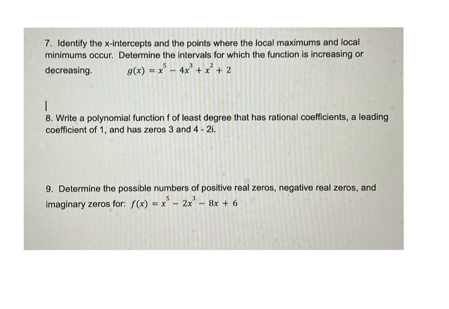Number 7, find the x-intercepts and points where max and mins occur, and then increasing, decreasing. That's a lot of stuff. That's a lot for one problem. Because it's x to the 5th power, it could have 5 x-intercepts, and it could have as many as 4 max and mins.